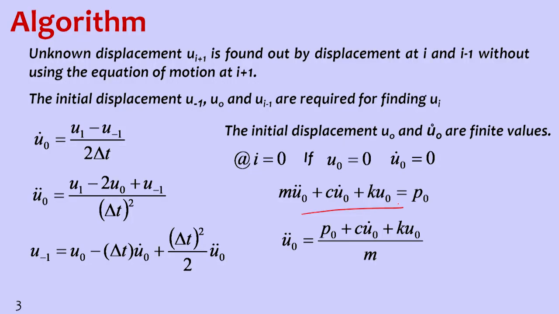That means this is completely a forced and damped system, where the equation of motion is given by m u double dot plus c u dot plus k u is equal to p, where p is the external force. So, from this equation at time step i equal to 0, u double dot 0 is given as p naught minus c u dot naught minus k u naught by m. So, this is how we calculate the initial values.